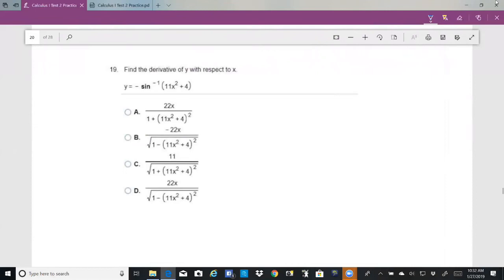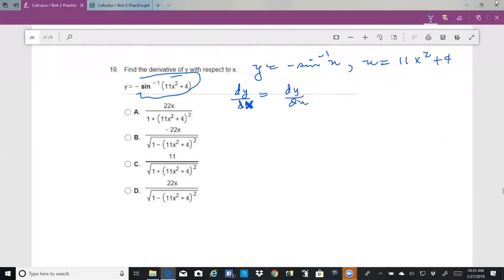Number 19, find derivative y with respect to x. You can see we're going to have to take the derivative of the inverse sine, but it's not just simply inverse sine of x, it's inverse sine of u. So we're going to temporarily rewrite this as y equal minus inverse sine of u, where u equals 11x squared plus 4. So dy/dx, which is what we're looking for, is equal to dy/du times du/dx.